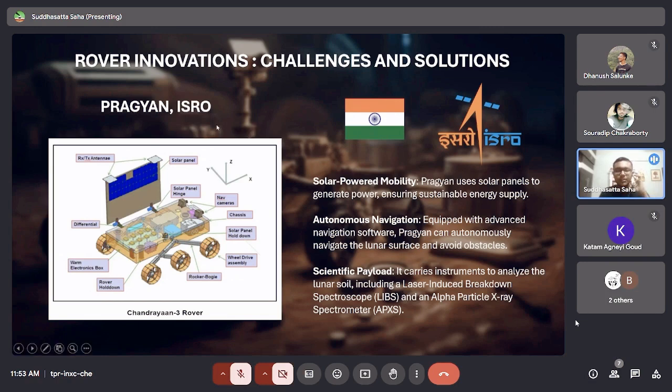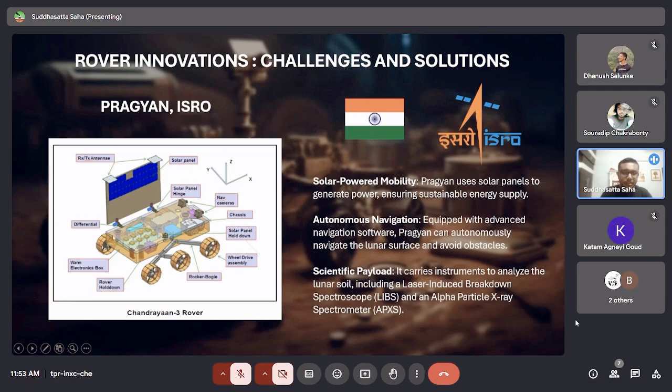So Pragyan of ISRO, you can see an image. I have used a very detailed schematic. I have not used the actual image so as to help you understand what the parts of this rover are. You are seeing some sort of skeleton structures all this while. Now you are going to see some actual rovers, which are engineered by organizations like ISRO and NASA.